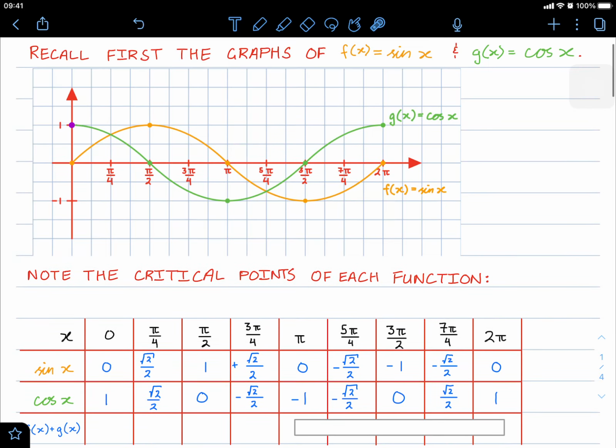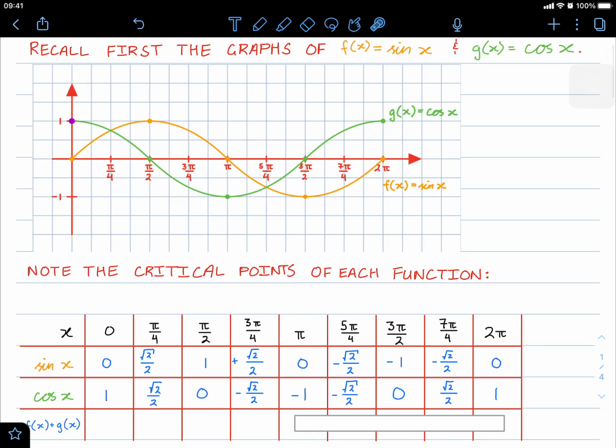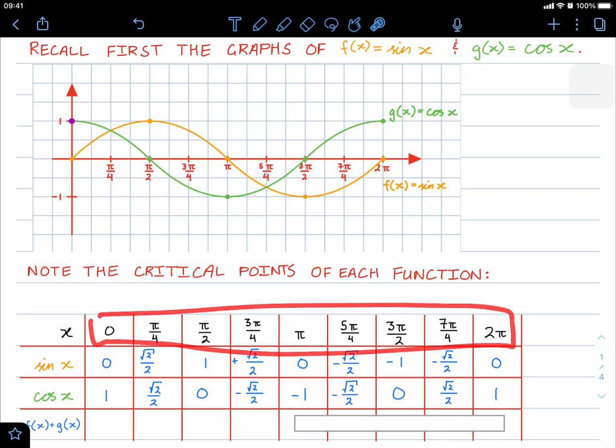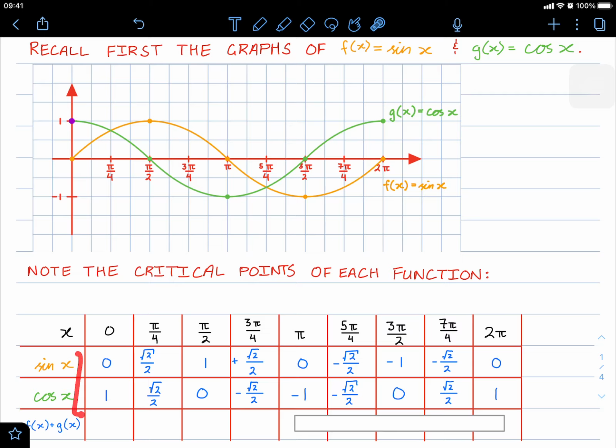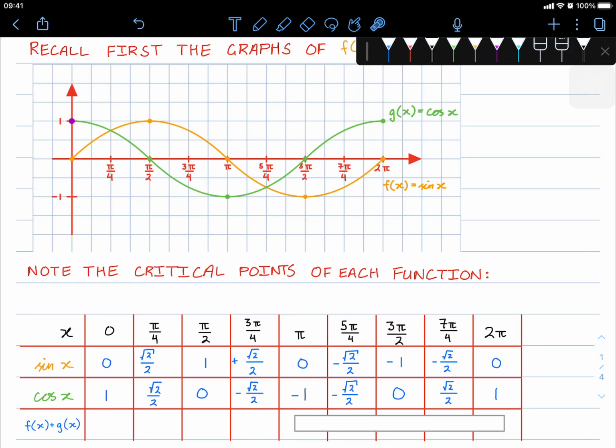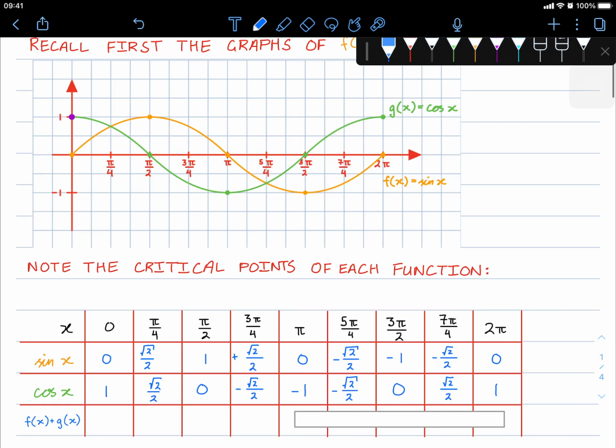Let's first recall all the critical points of sin x and cos x of all of these angles listed here. So I hope you can identify these points. But now let's find the sum of both angles. So we're looking for sin x plus cos x. You can go ahead, pause the video and try and fill out the rest of this table.